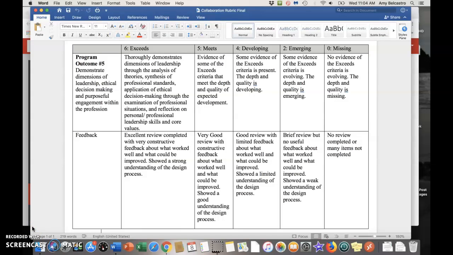You'll see this is the rubric for the collaboration. Again, you'll do your initial post Thursday by 11 p.m. and then you'll be asked to provide feedback by Sunday at 11 p.m. This will demonstrate our program outcome number 5, which demonstrates leadership, ethical decision-making, and purposeful engagement in the profession. The type of feedback that we're looking for provides excellent review, completed with very constructive feedback about what worked well, what could be improved, and really shows a strong understanding of the design process that we're focusing on that week.